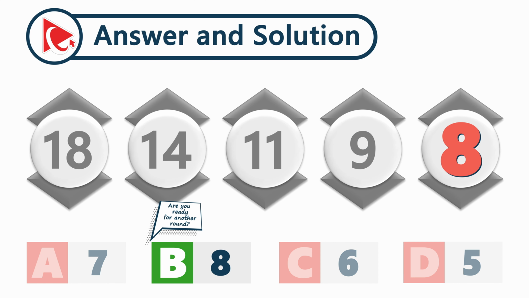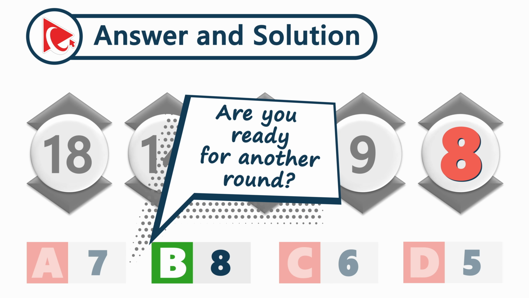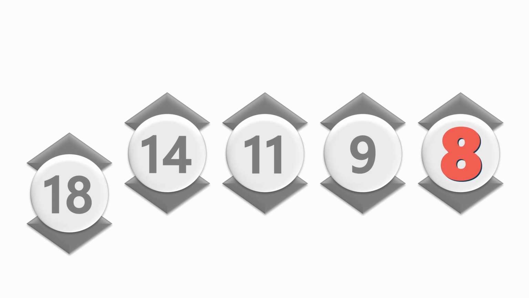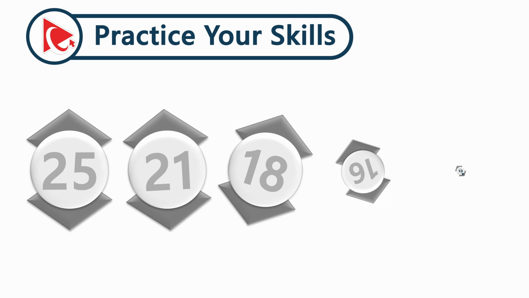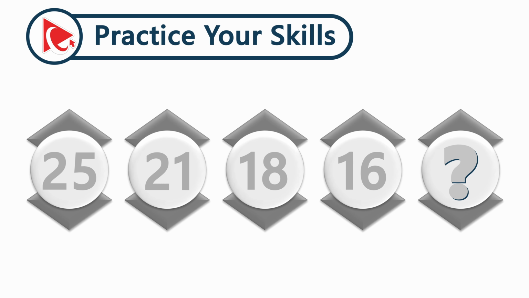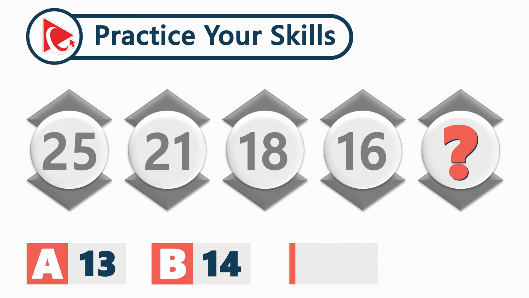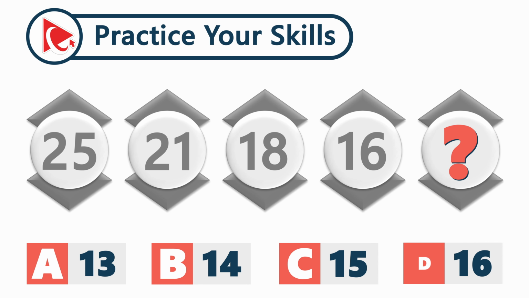But wait, are you ready for another round? Now, as you know how to tackle these types of challenges, let's keep the momentum going. Try this question to see how you would do. You're presented with extremely cool-looking shapes, which have a sequence of numbers 25, 21, 18, 16, and then comes the missing number, which you need to calculate and select your answer out of 4 possible choices. Choice A, 13, choice B, 14, choice C, 15, and choice D, 16.